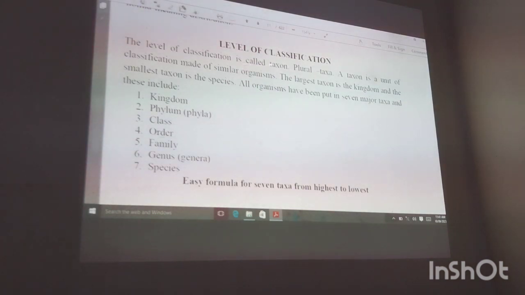The levels of classification are called taxon, plural taxa. A taxon is a unit of classification made of similar organisms. The largest taxon is the kingdom, and the smallest taxon is the species. All organisms have been put in 7 major taxa, and these are kingdom, phylum, class, order, family, genus, and species.